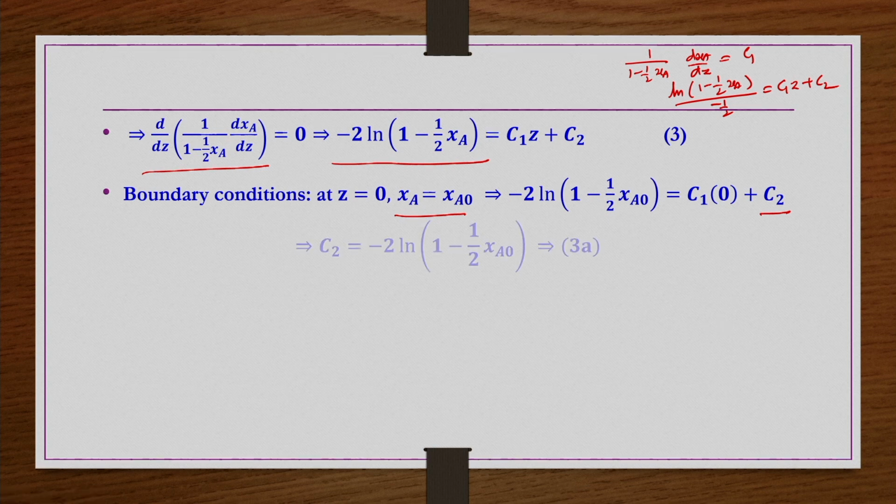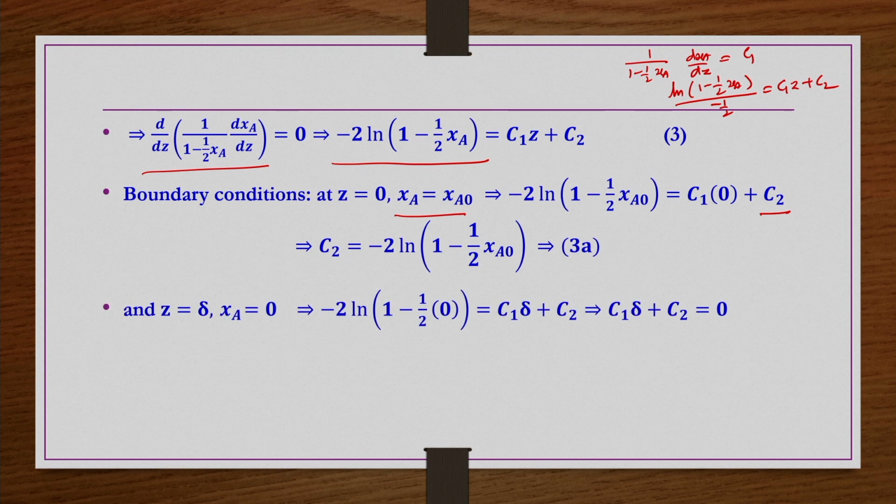The other boundary condition is at z equals delta, x_A equals 0. Why is it x_A equals 0? Because the reaction is very instantaneous. The moment the molecules of A reach the surface of the catalyst, immediately they react and form B. So, there is no A present at any given time, immediately they are converting into B because of the reaction. So, that is the reason x_A is 0 at z equals delta. z equals delta is nothing but the catalyst surface location.